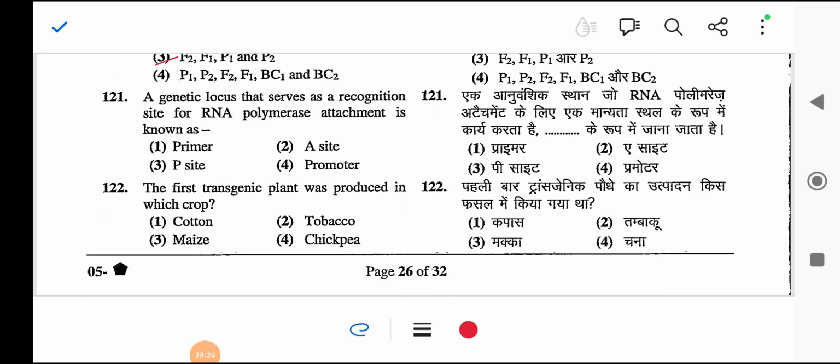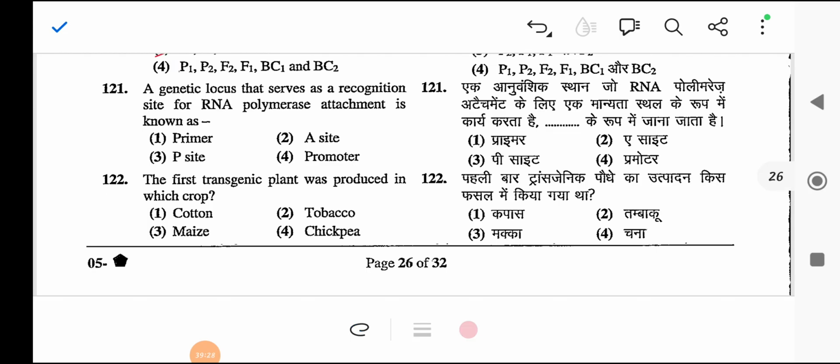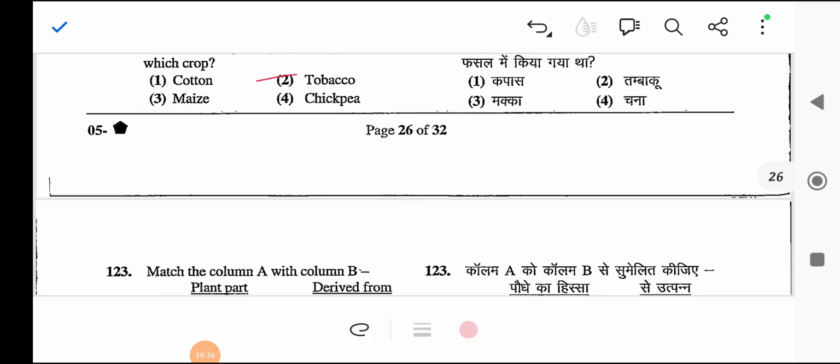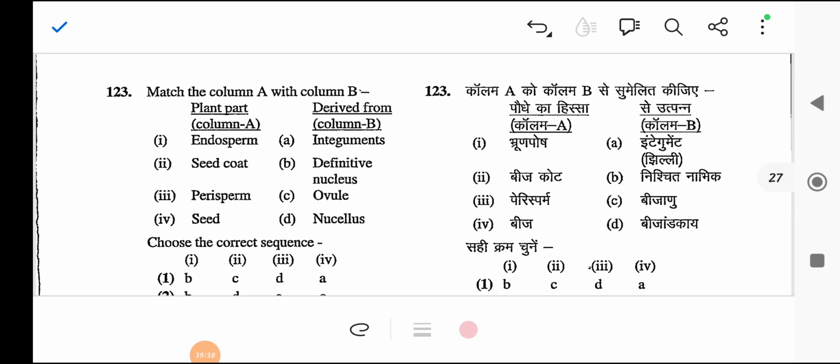Next, a genetic locus that serves as a recognition site for RNA polymerase is the promoter. Next, the first transgenic crop plant produced is tobacco. Next, match the column. Endosperm, definitive nucleus. Seed coat, integuments. Perisperm, nucellus. Seed, ovule. So answer C is correct.